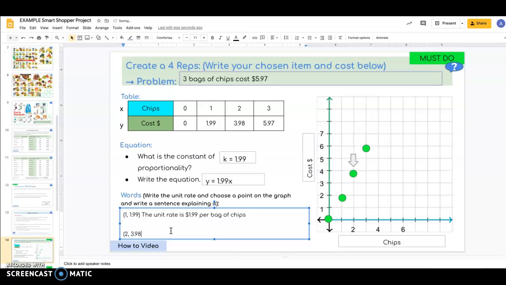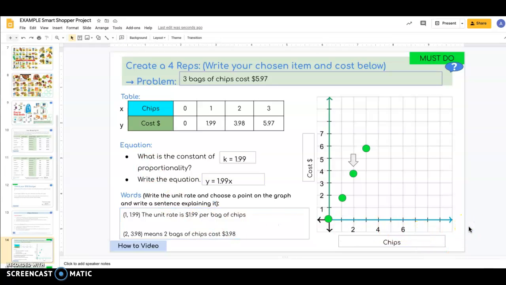So this point means 2 bags of chips cost $3.98. And I can look at that here on the graph. So this point here is 2 bags of chips, and it costs $3.98. You can also read that in the table, that 2 bags of chips cost $3.98. So that is all that you need to do for this page here.